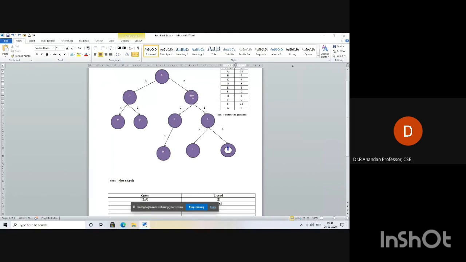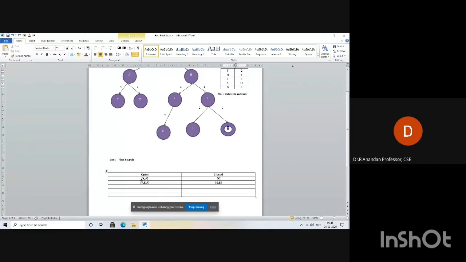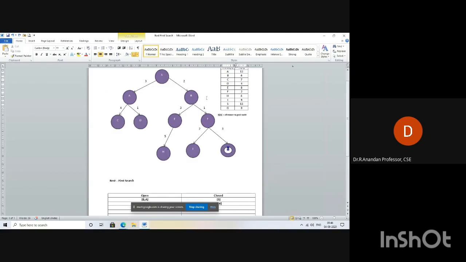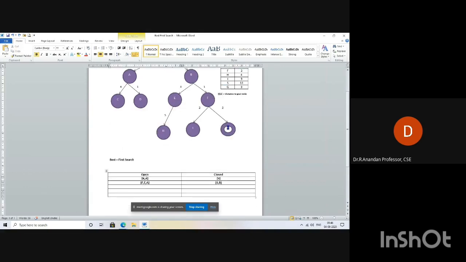So my exploration starts from B. I move this B to the closed node and I start from E and F. So I put F, E and A. Now the distance of F here is 2. Distance of E is 8. Which one is minimum?